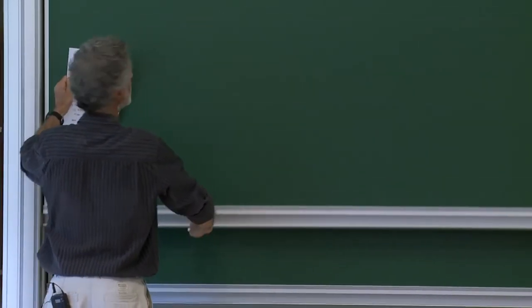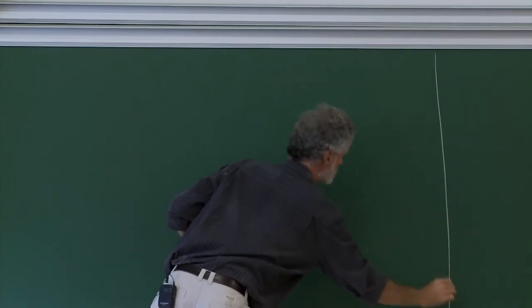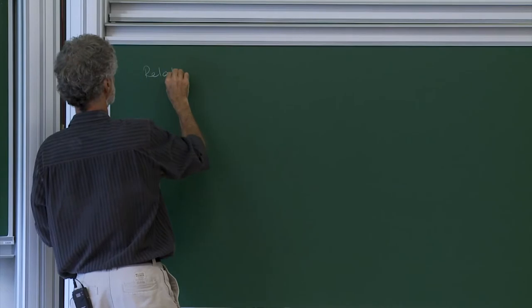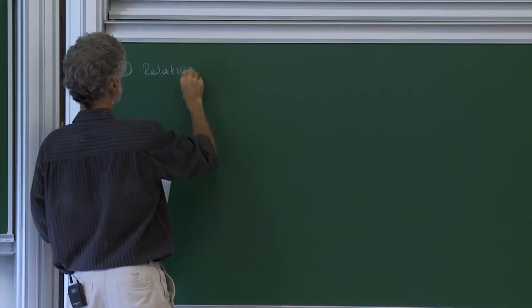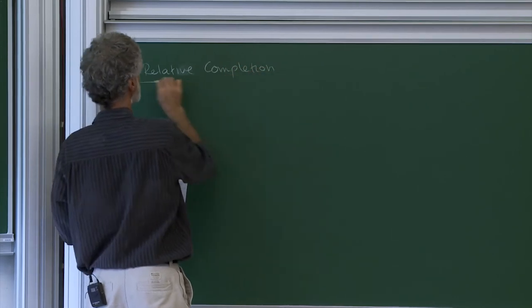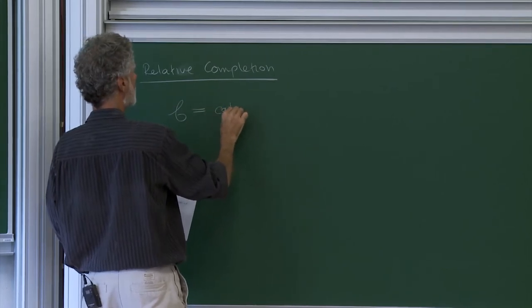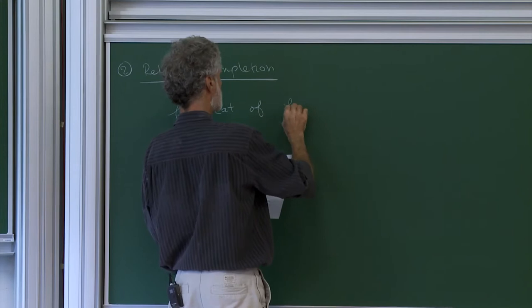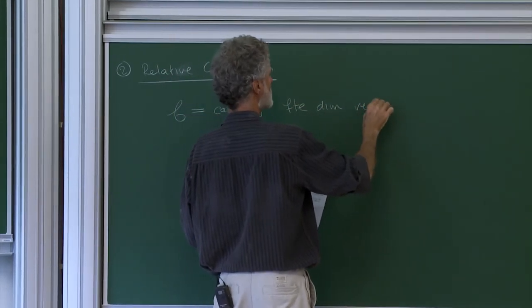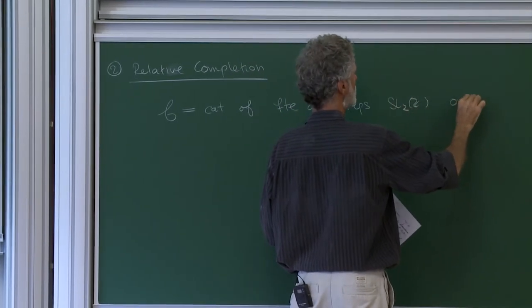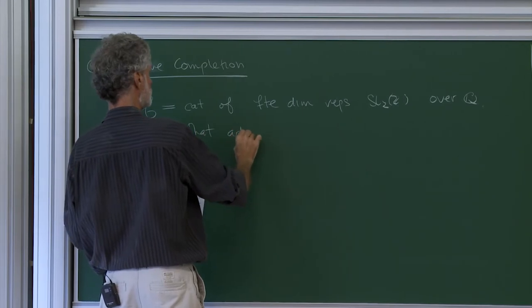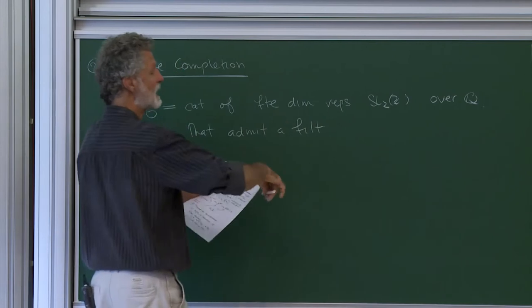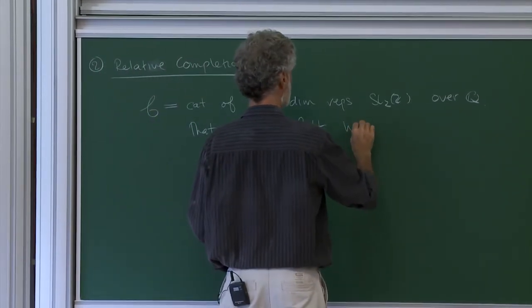And so the other thing I want to review very quickly, I'll say it in just two words, is relative completion. So this is the second thing to recall. And I'll just do it for SL2Z. So C is equal to the category of finite dimensional representations of SL2Z over Q. So representations on finite dimensional vector spaces that admit a filtration. It can be any filtration that has this property. I'll call it W dot.